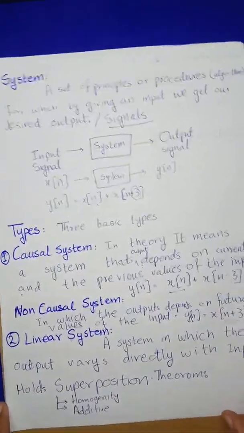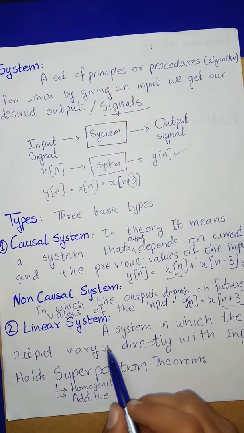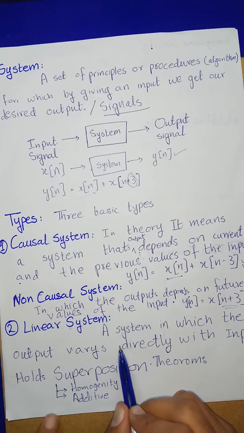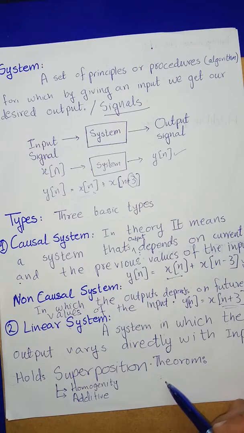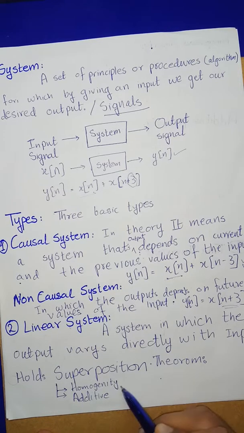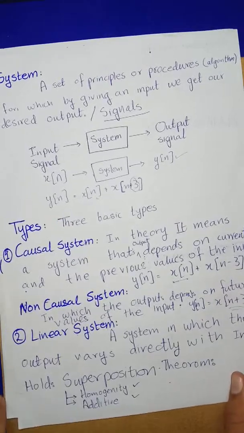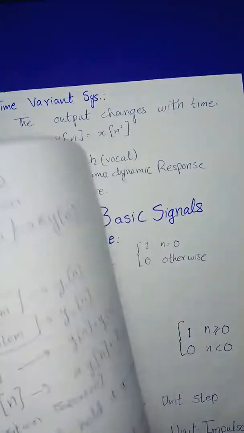The next system is a linear system. A system in which the output varies directly with the input is known as a linear system. A linear system holds the superposition theorem. For the superposition theorem to be verified, it should satisfy these 2 basic properties: homogeneity and additivity.